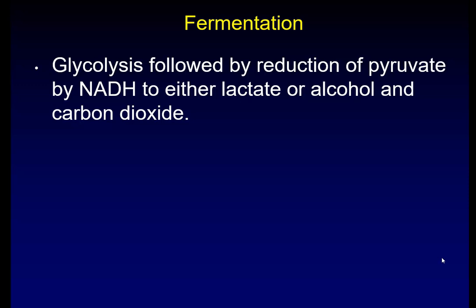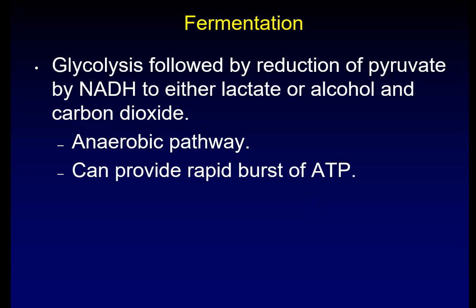So finally, we want to just wrap things up. It says glycolysis followed by reduction of pyruvate by NADH can either get us to produce lactic acid or alcohol and carbon dioxide. So fermentation, meaning the anaerobic pathway, meaning without oxygen, okay? And it says this can always provide a rapid burst of ATP. So, for example, any energy that's needed probably in a red blood cell would be produced in this fashion because we don't want to use the oxygen that we're needing to take to all the cells.